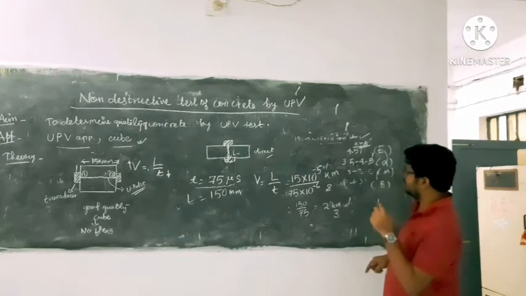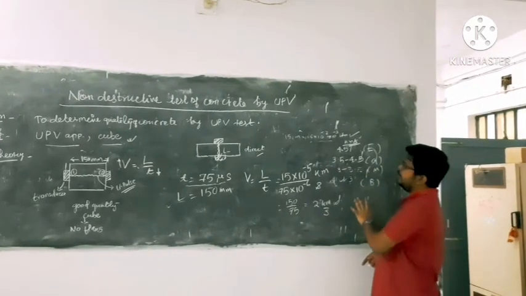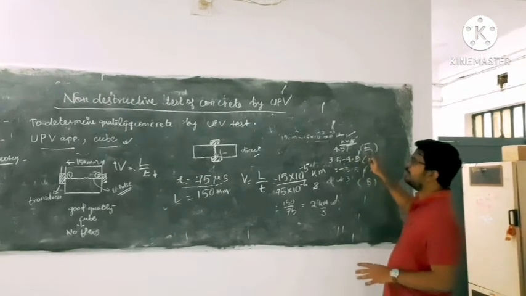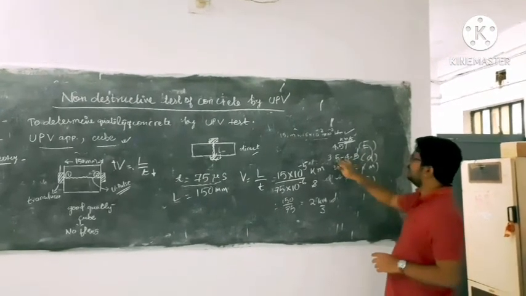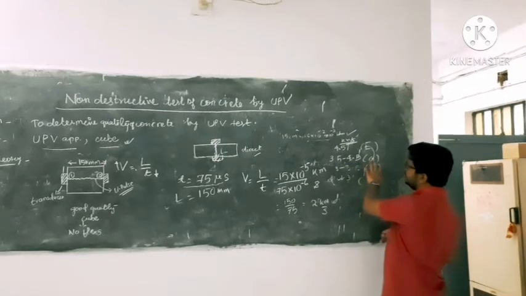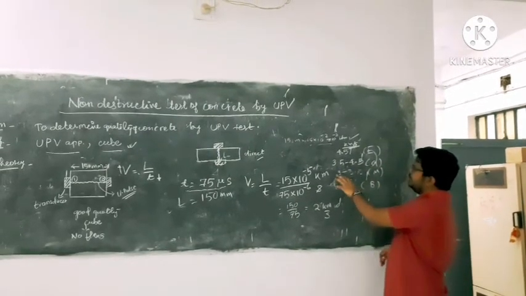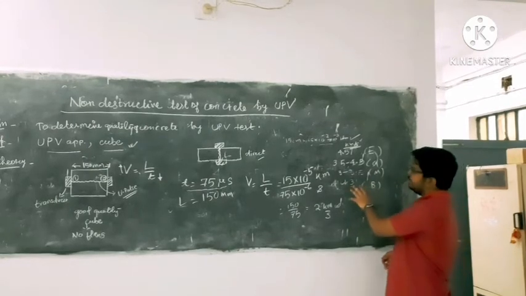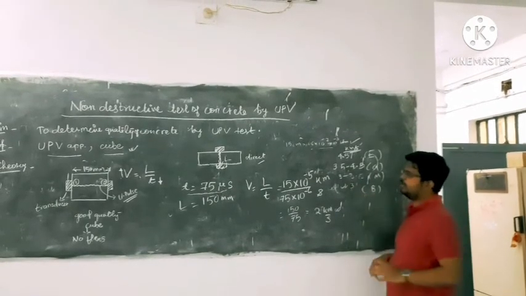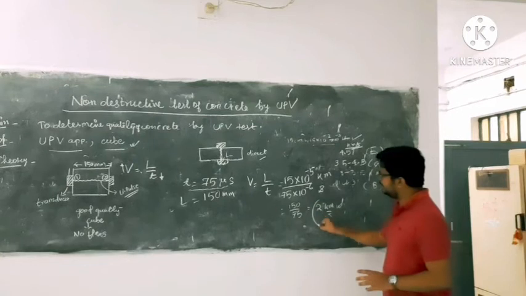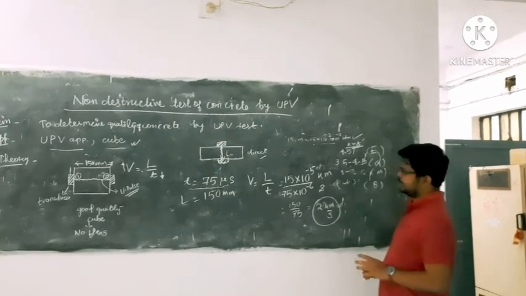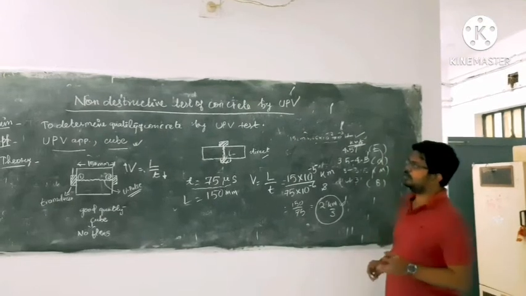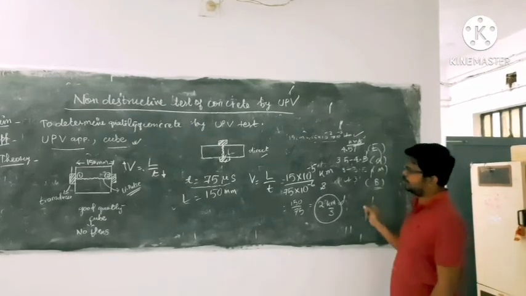As per the IS provision, if the velocity is greater than 4.5, that is excellent quality concrete. If it is 3.5 to 4.5 km per second, that is good. If it is between 3 to 3.5, this is medium. And if it is less than 3, that is bad quality concrete. Our result is 2 km per second. So as per the provision, our concrete quality is not that good. Ours is bad quality concrete.